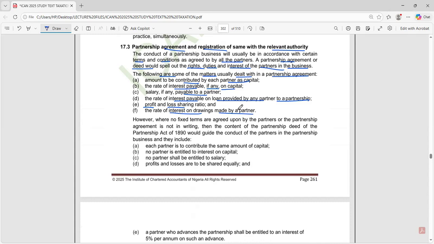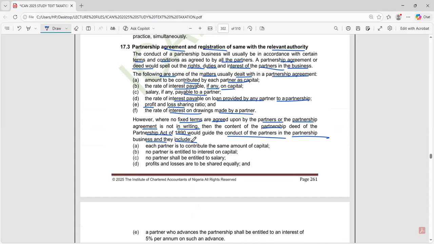So these are the things that are usually contained in a partnership deed. However, where no fixed terms are agreed upon by the partners, or the partnership agreement is not in writing, then the Partnership Act of 1890 would guide the conduct of the partners in the partnership business. So where there is no deed, no agreement between individual partners, where they did not put the agreement in writing, then the law that the government has set for partnership will guide the partnership business.